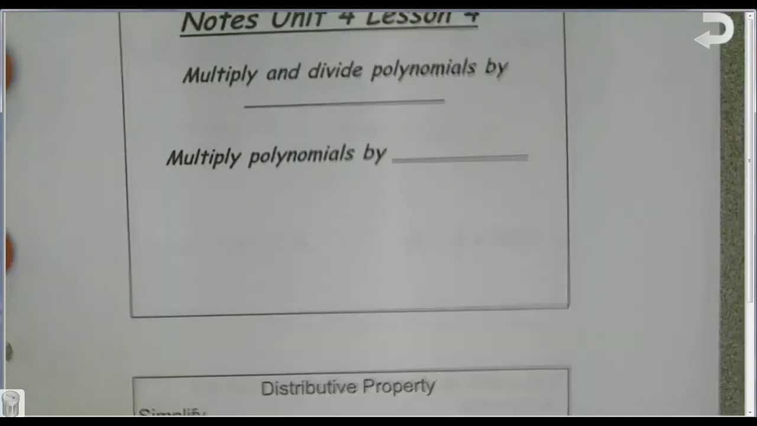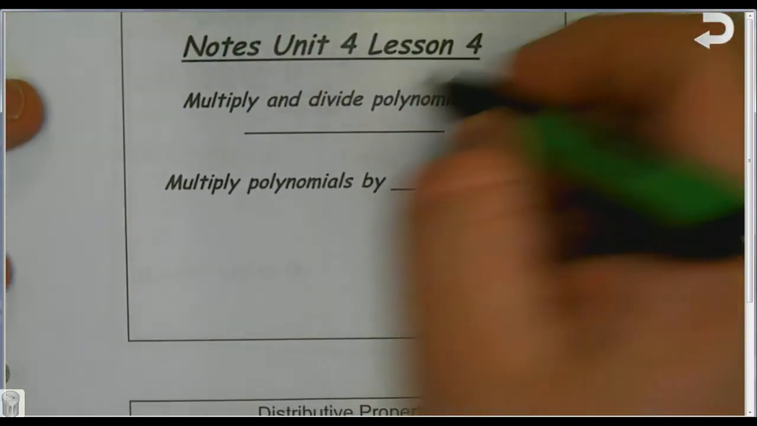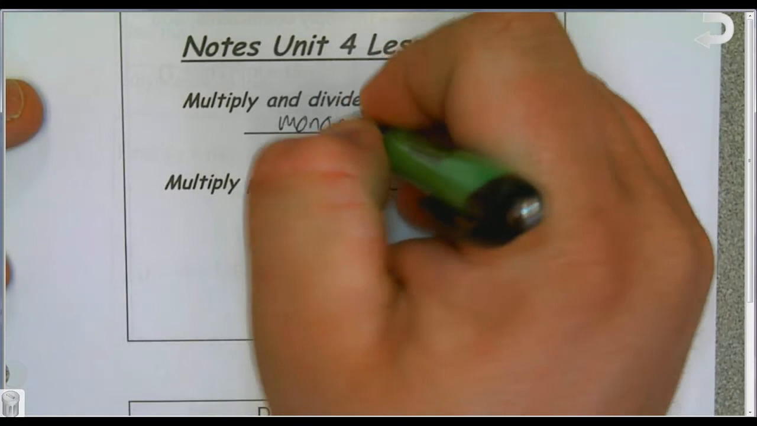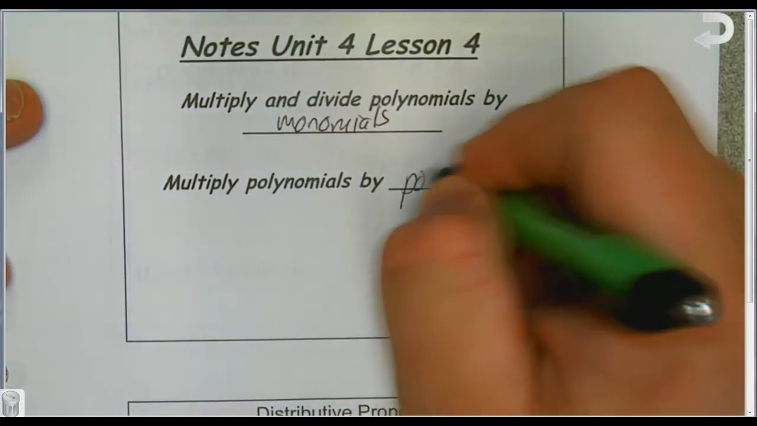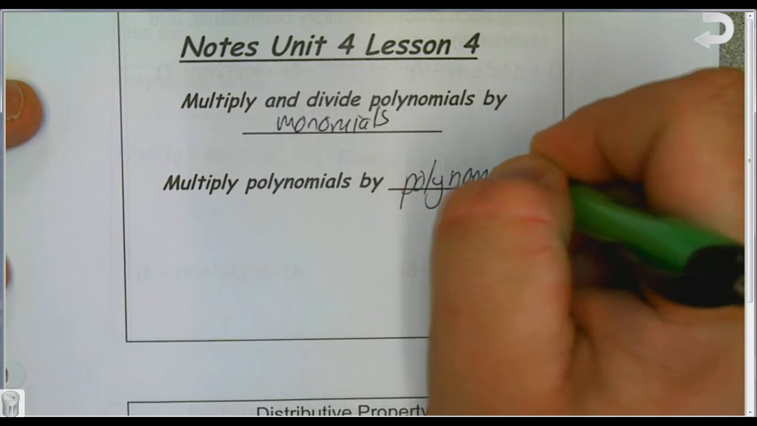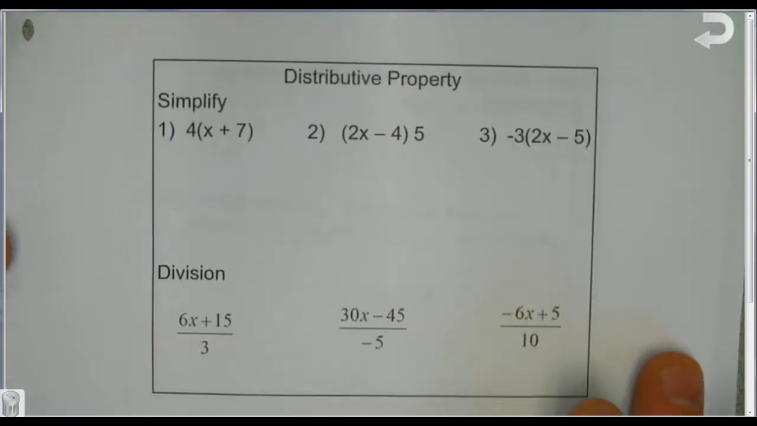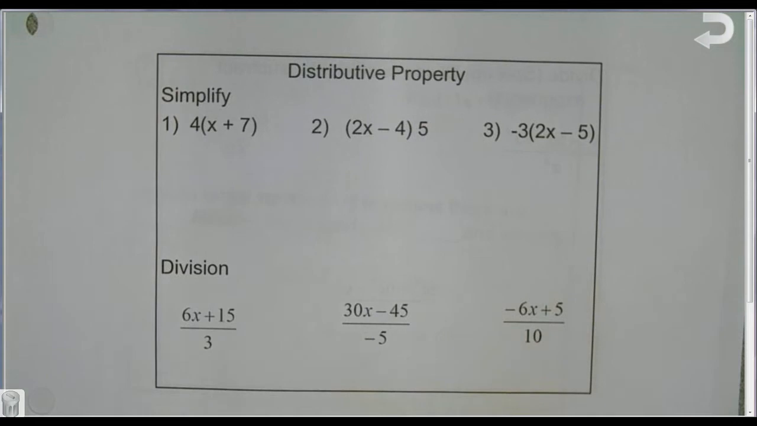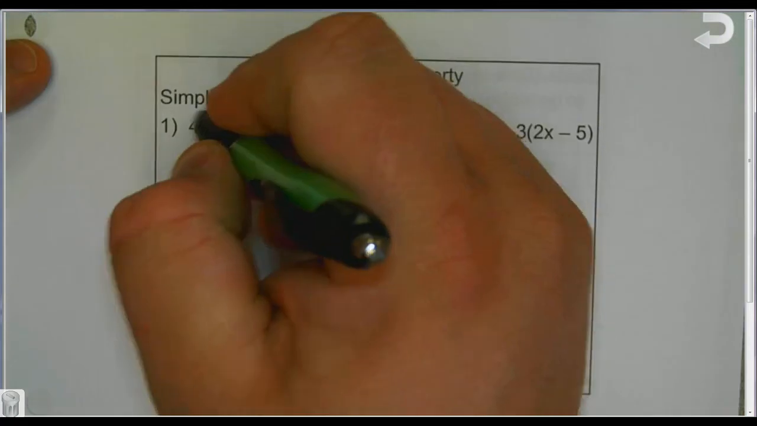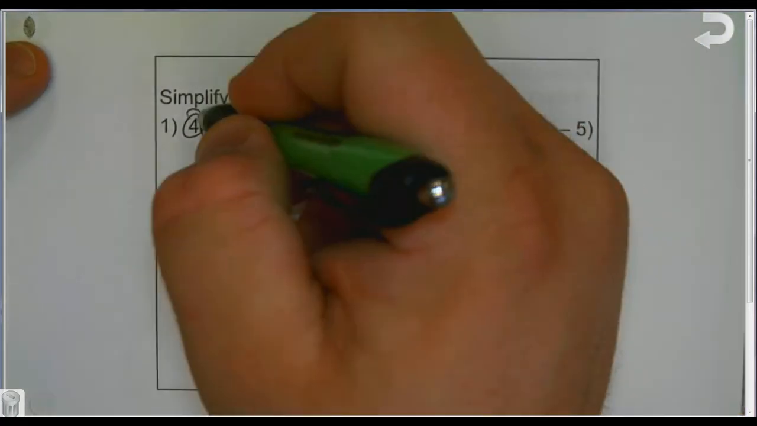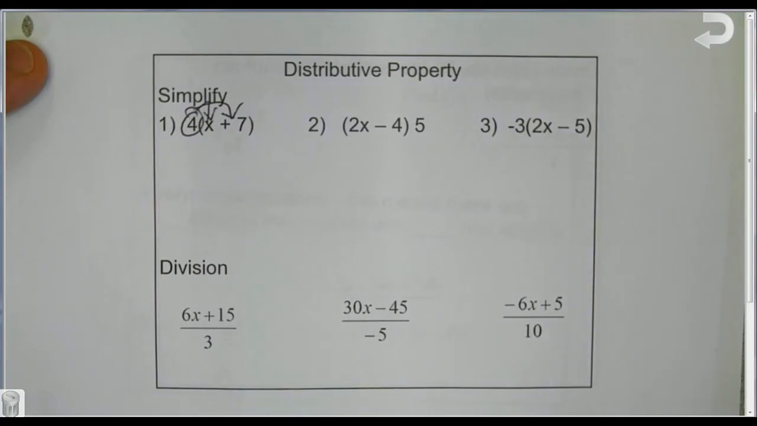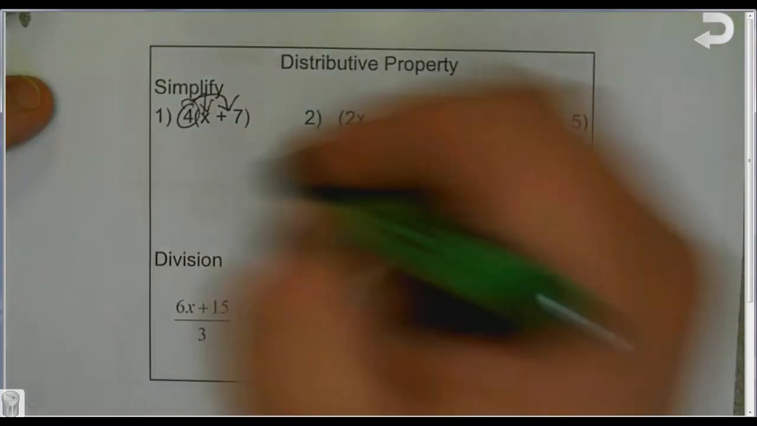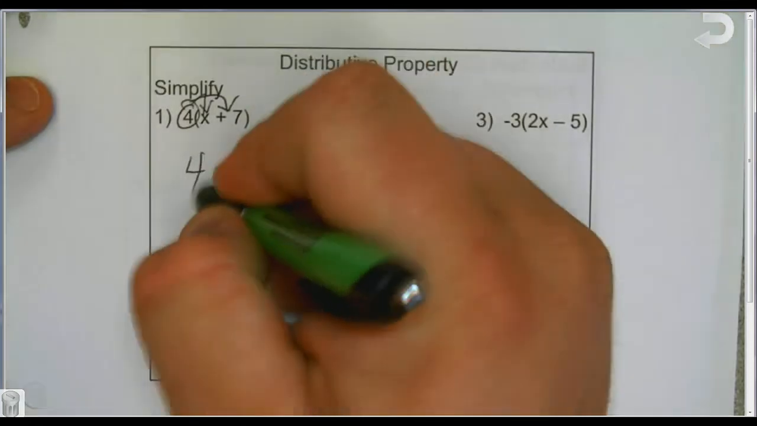So for this fourth lesson, we're going to multiply and divide polynomials by monomials, and we're going to multiply polynomials by polynomials. The cool thing about multiplying and dividing polynomials is you get to use the distributive property. If I have a 4, I'm going to distribute it to the x and to the 7, and we've been doing that pretty consistently throughout the class. So this is 4x plus 28.